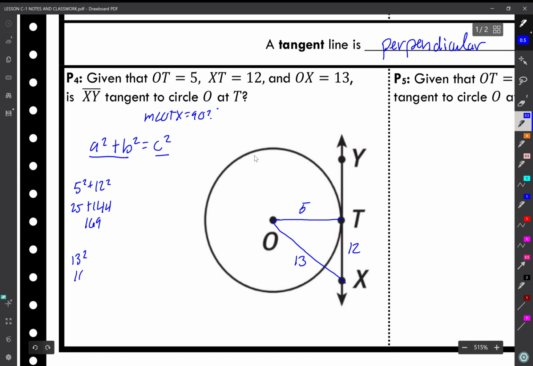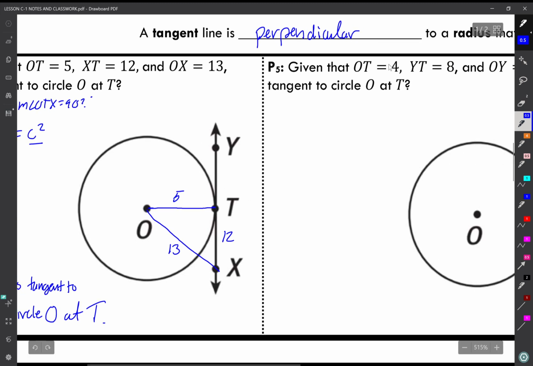That equals 169. So since they are both equal to each other, we can say yes, XY is tangent to circle O at T. Awesome.